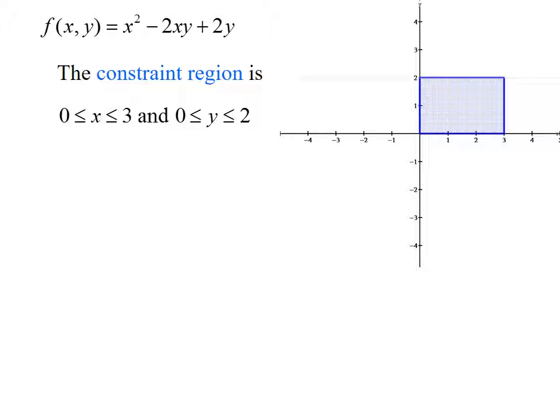And here you see a graph of the constraint region that was given originally. X is between 0 and 3, y is between 0 and 2, so we get this nice rectangular region. Now this is just showing you that the point that we found, the critical point 1, 1, is indeed within that rectangular region.